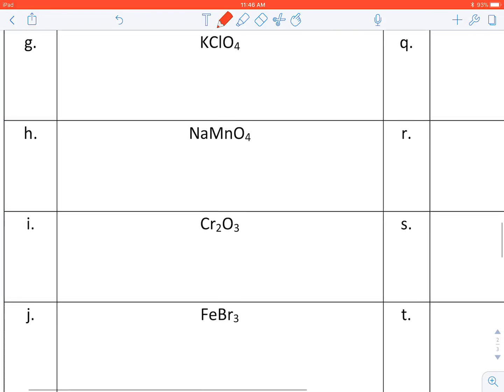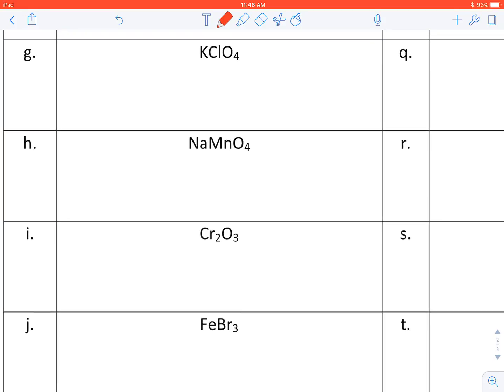All right, as we keep rolling, we get to letter G here. We've got K. If we check it out, it's type 1.